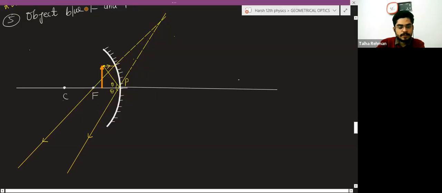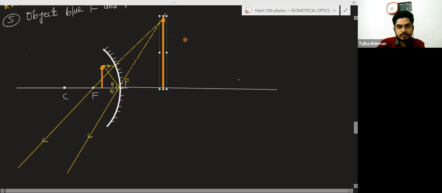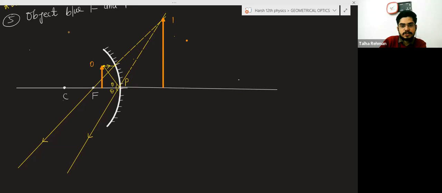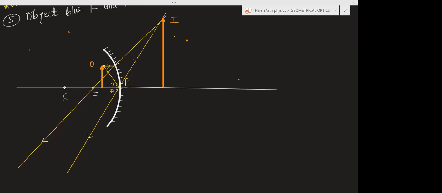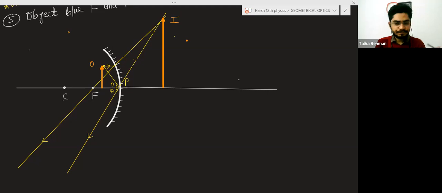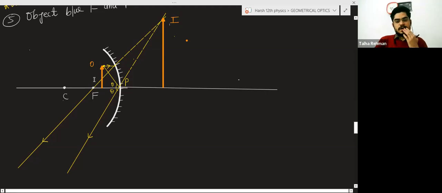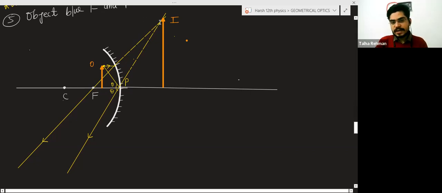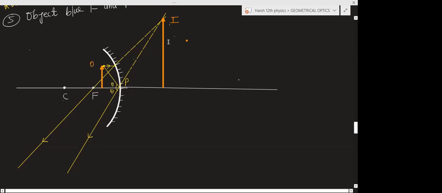And where is the image formed? Image is formed behind the mirror, you can say. So this is the image this time, and here the rays are actually meeting. This is the object, and this is the image. Image is forming inside the mirror. And this image is not real, it is virtual and erect. Why virtual? Because rays are just appearing to meet. And why erect? You can see, because it's straight.